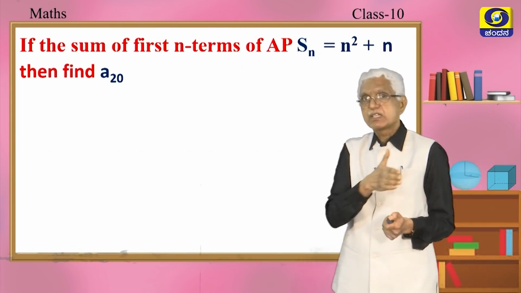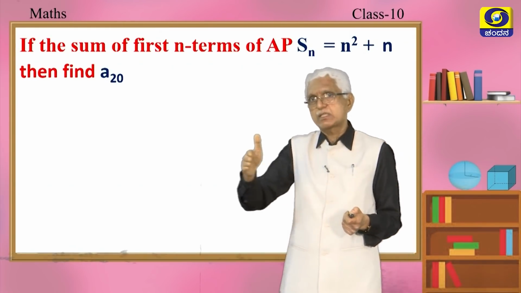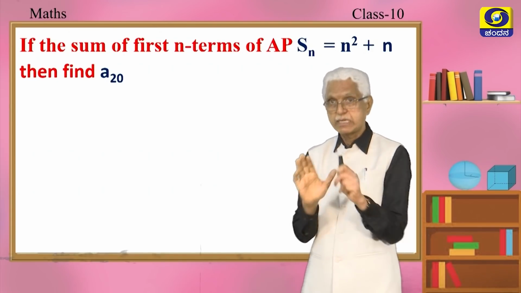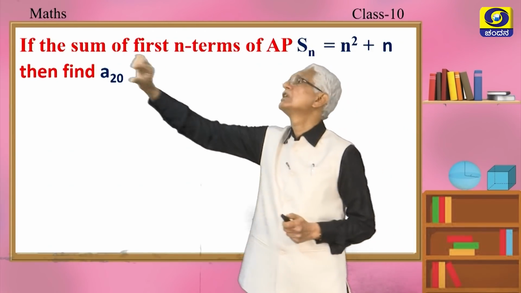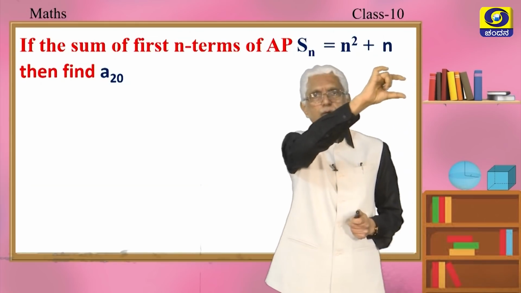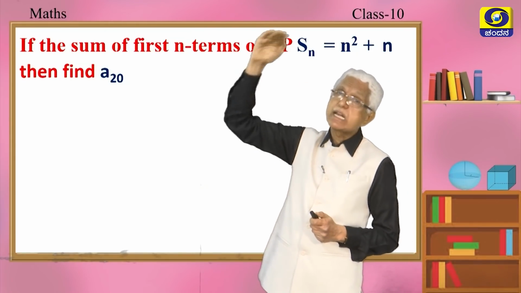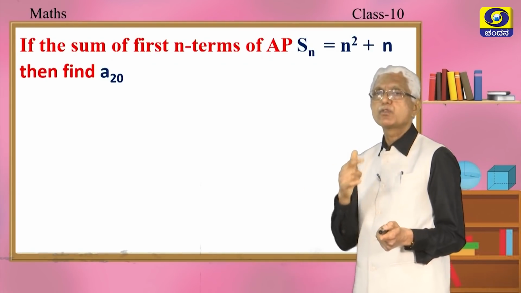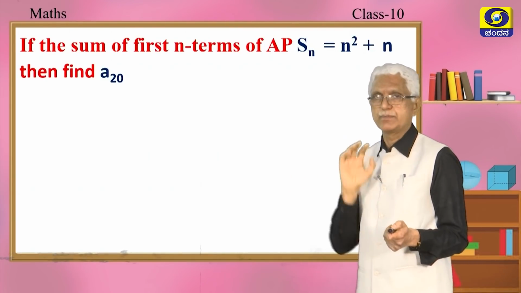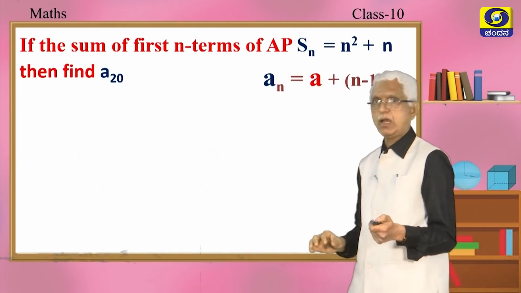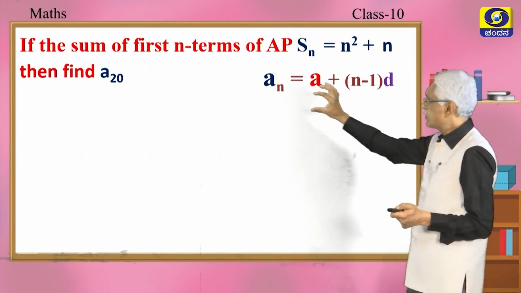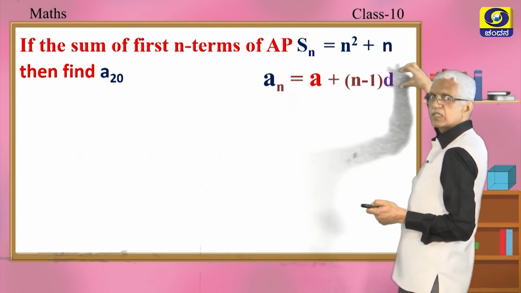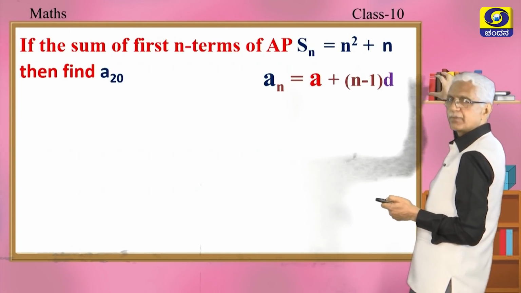Let us see. If the sum of the first n terms of an AP is n square plus n, see again, they did not give you the terms of the AP, they gave you the sum of the first n terms. Sn is equal to n square plus n, and they want you to find the 20th term, a20. If you want to find the 20th term, 10th term, 100th term, an is equal to a plus n minus 1 into d.